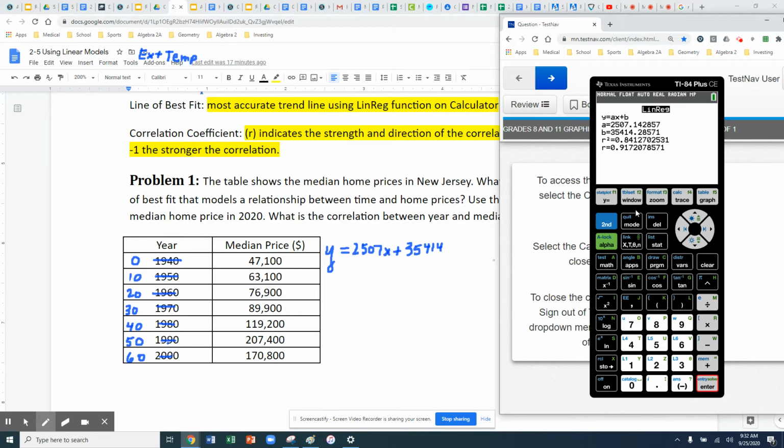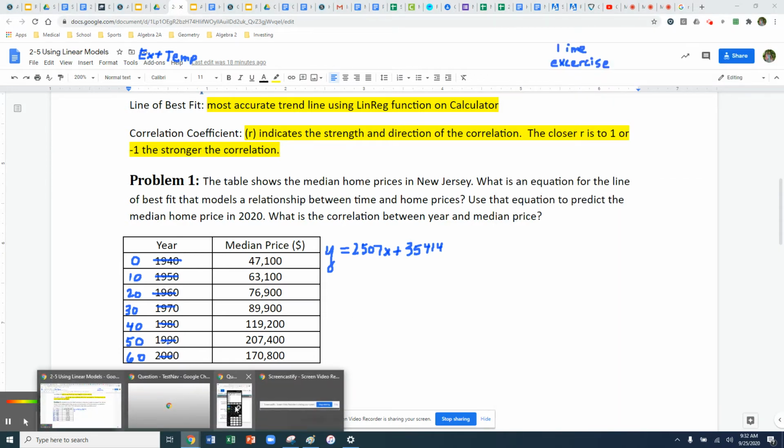Now, if you're unable to store the regression equation, that's okay. We can just take this equation and you can put it into your y equals. But if you were able to store it into your y equals, you will see it now right here. So now it is stored in your y equals. If you missed what I did there, I just hit y equals. Now I have that equation stored.